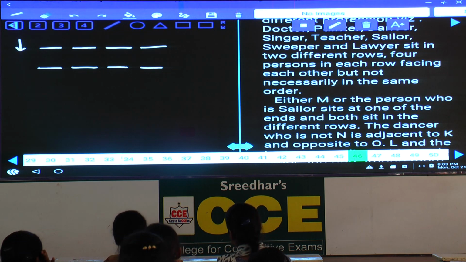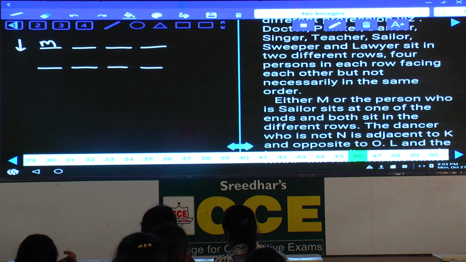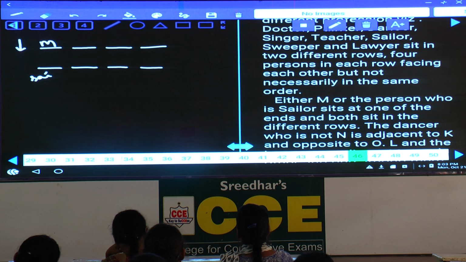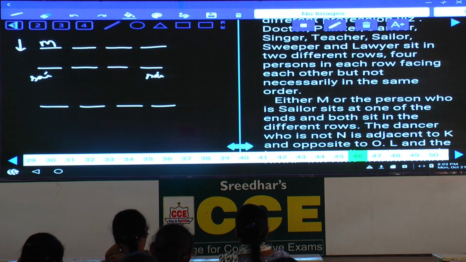What are the different possibilities if M is here? Either M or the person who is sailor sits at one of the ends, and both sit in 2 different rows. If M is here, sailor can be here or sailor can be here, isn't it? 2 possibilities. And again 1, 2, 3, 4. Again M is here, sailor can be here or here.